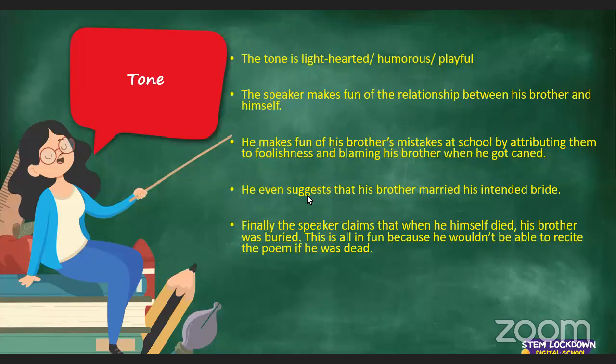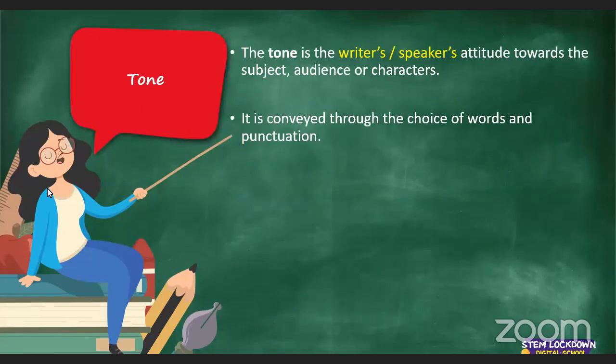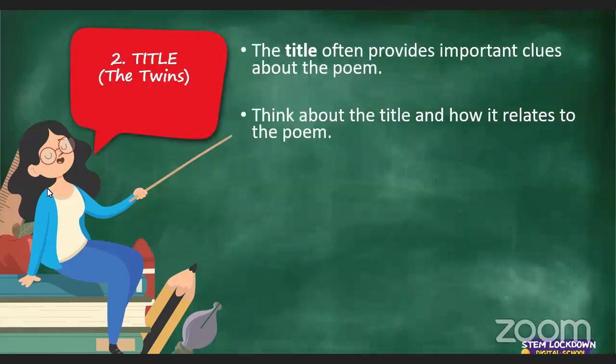So he even suggests that his brother married his intended bride. Like a person who is your brother, especially your twin, would never marry your girlfriend or marry somebody that was supposed to be married to you. That is just a lie on its own. And finally, the speaker claims that when he himself died, his brother was buried. This is all in fun because he wouldn't be able to recite the poem if he was dead. Okay, let me just go back and show you guys the poem.